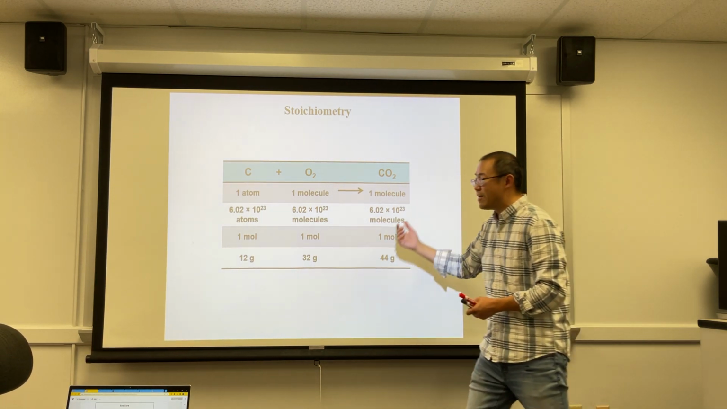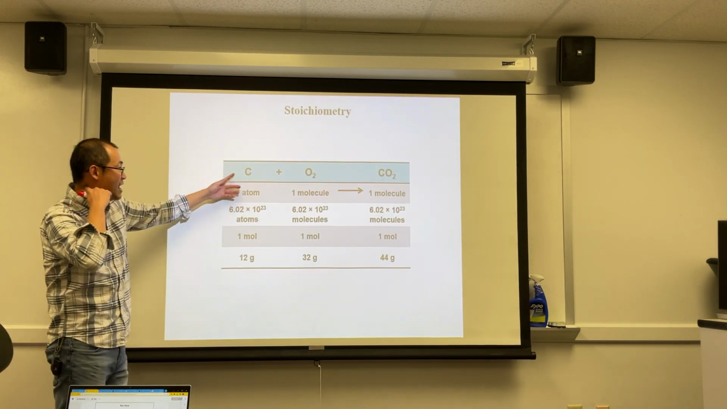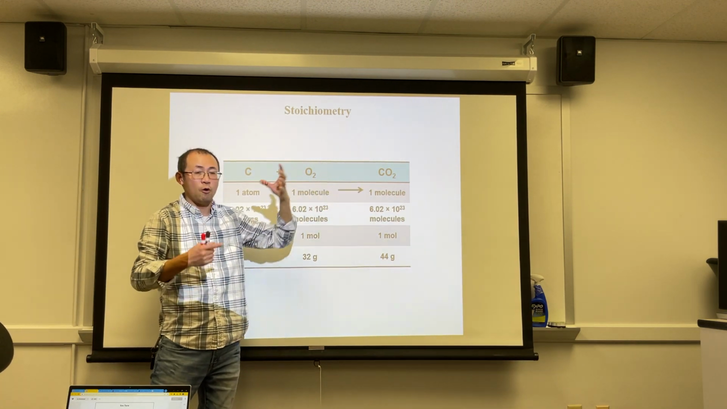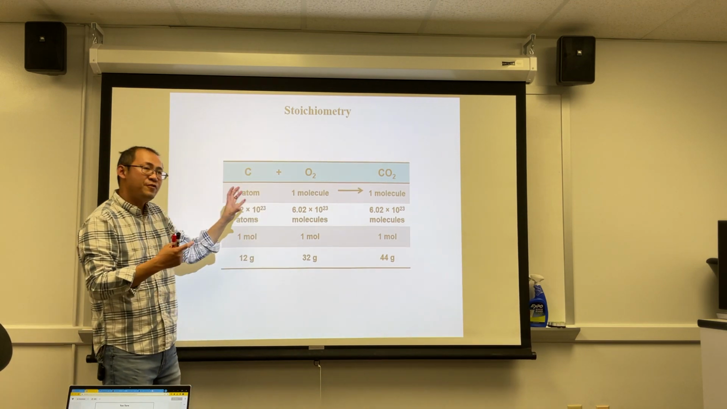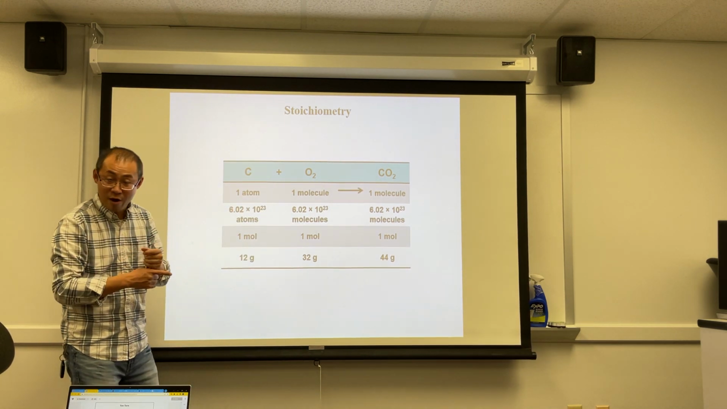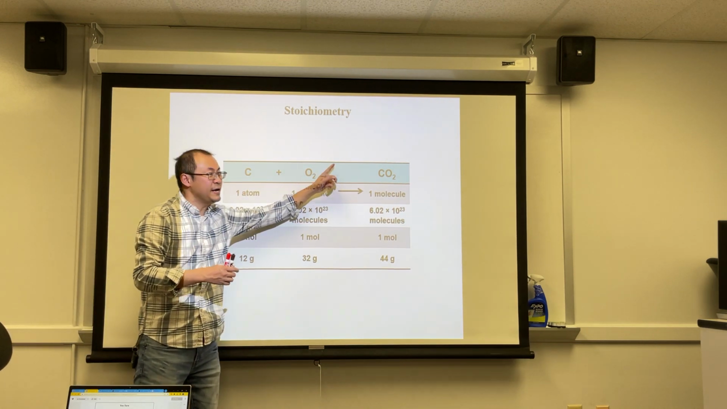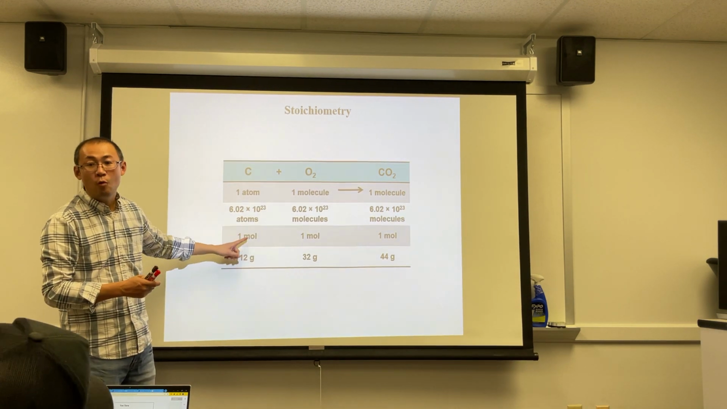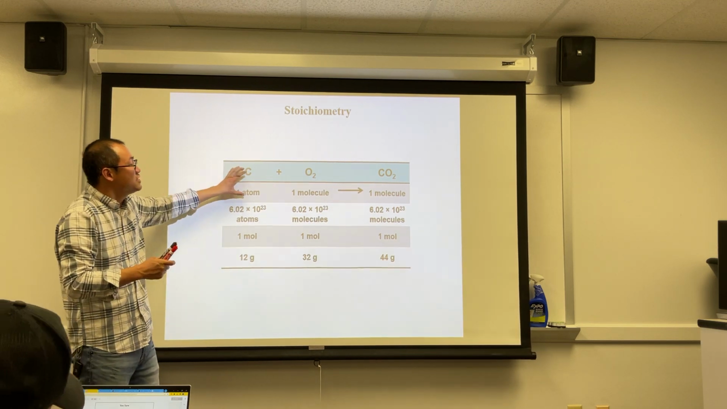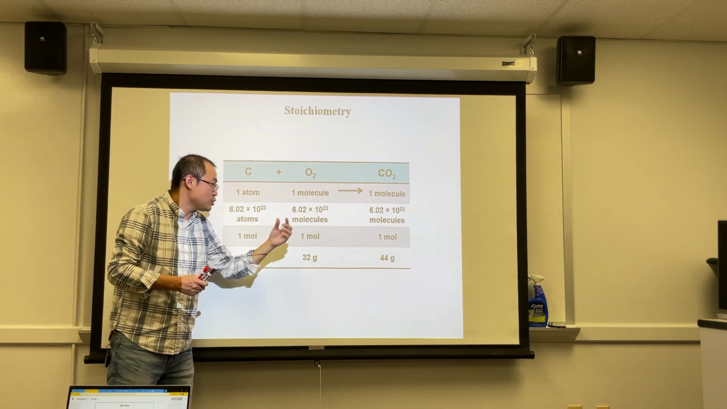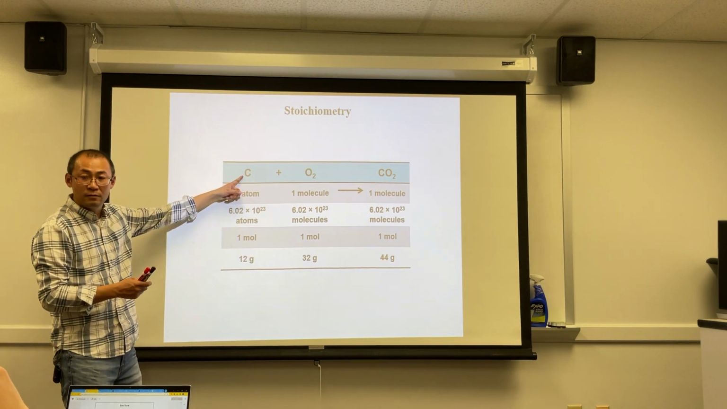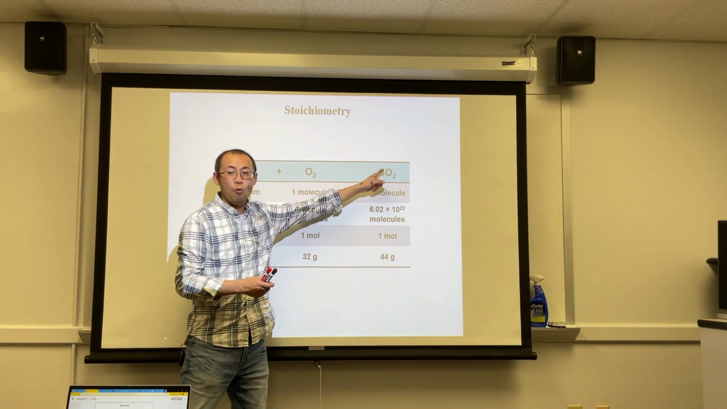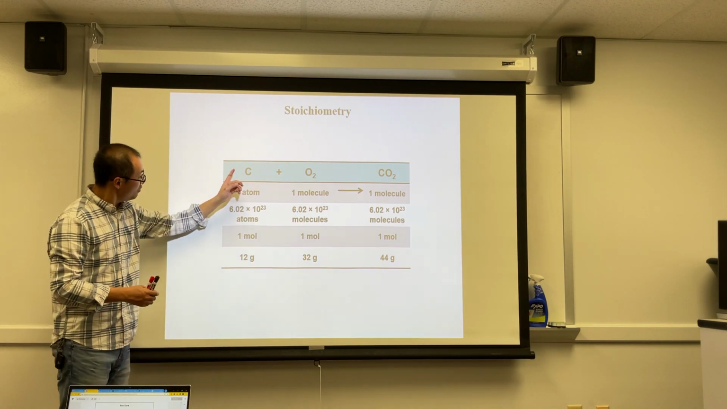Is that right? Now, before that, we studied this reaction as one carbon atom reacting with one molecule of oxygen giving one molecule of CO2. This is how we interpret it. But now we know what 1 mole is. If you multiply everybody by 6.02 times 10 to the 23rd, we know this is 1 mole. So we can also translate this coefficient 1 and 1 and 1 into this: 1 mole of carbon will react with 1 mole of oxygen to give you 1 mole of CO2.